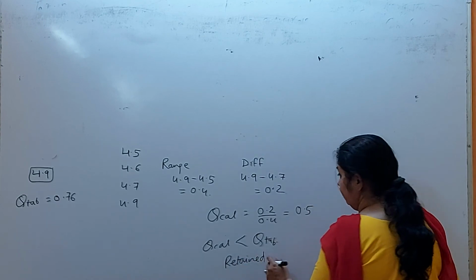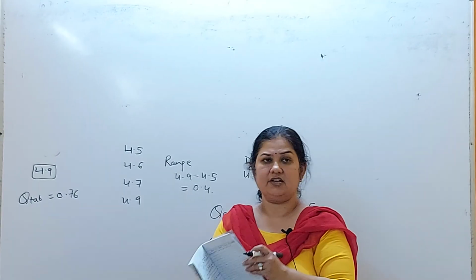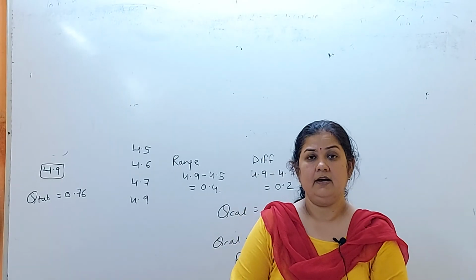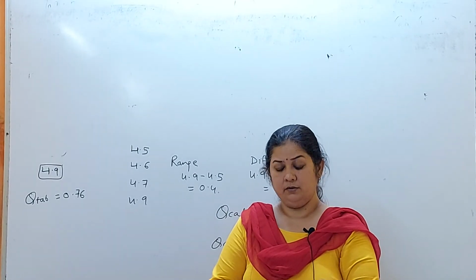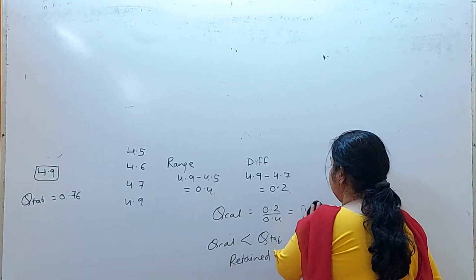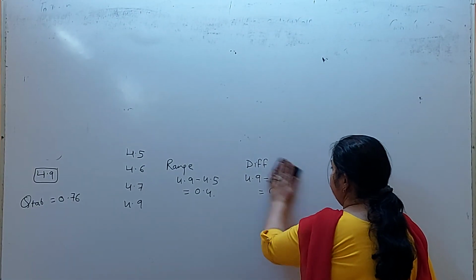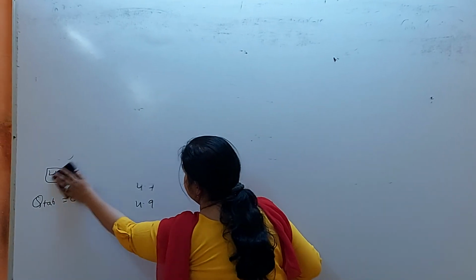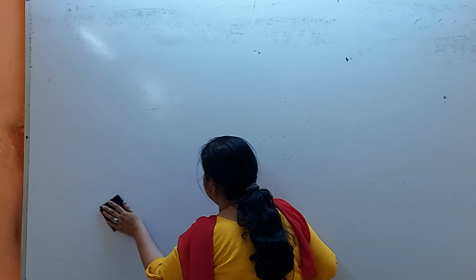So this is all about the rejection of data, the 2.5D rule, the 4D rule and the Q test. In the next lecture, we will be seeing testing the validity of hypothesis, that is, testing the significance and the null hypothesis.